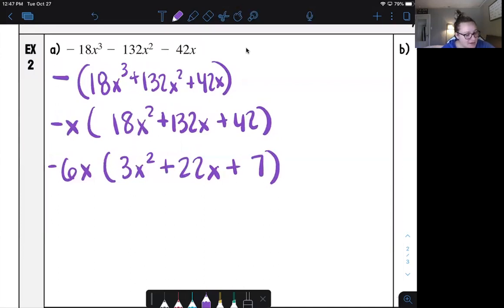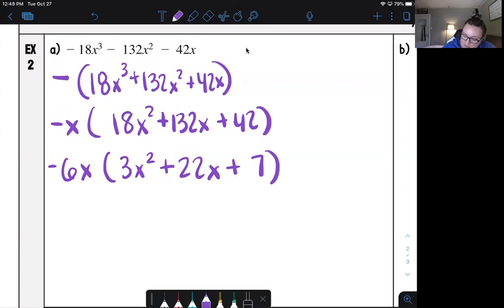Now what we need to do is see if we could factor this even further. So right now as our factors, we have -6x, and our other factor is 3x squared plus 22x plus 7. So now we need to see if we can factor 3x squared plus 22x plus 7 by grouping. To do that, we're going to go through our steps.